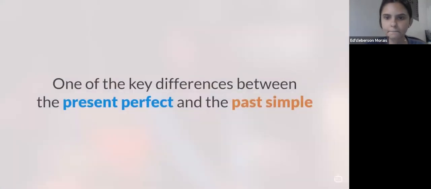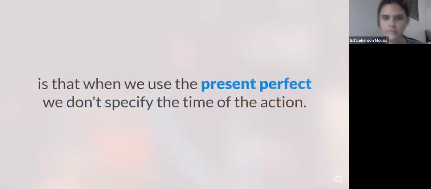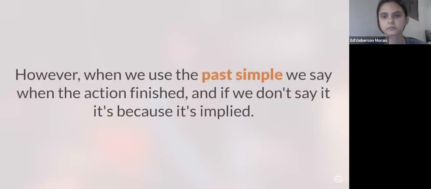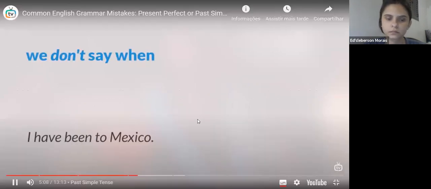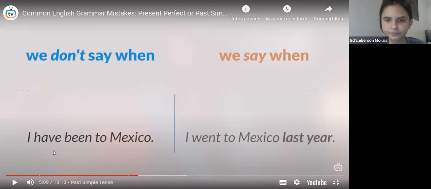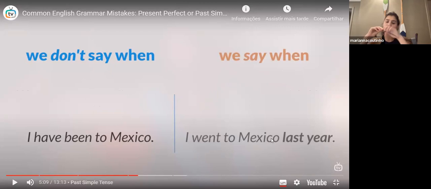One of the key differences between the present perfect and the past simple is that when we use the present perfect, we don't specify the time of the action. However, when we use the past simple, we say when the action finished, and if we don't say it, it's because it's implied. Example, I've been to Mexico. Please, Mari. I have been to Mexico. When? I don't know. But when we say the date, did you read for us? I went to Mexico last year.